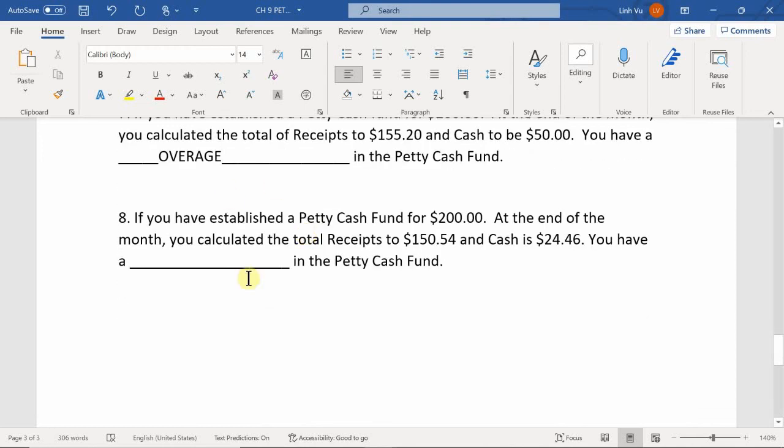If you have established a petty cash drawer for $200 and at the end you calculated total receipts to be $150.54 and $24.46 cash remaining, you have a blank in your petty cash. Shortage. You have a shortage. What is that? $5 and some cents shortage. Okay.